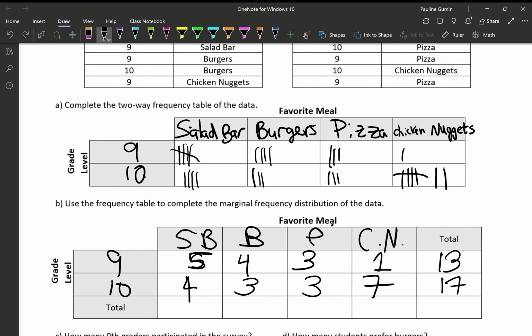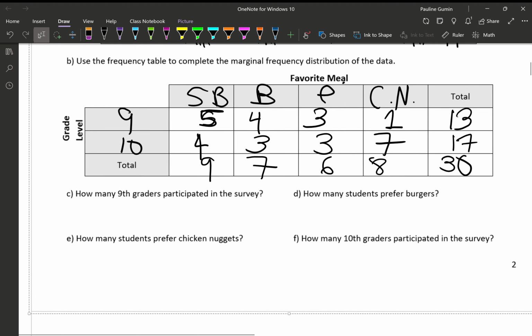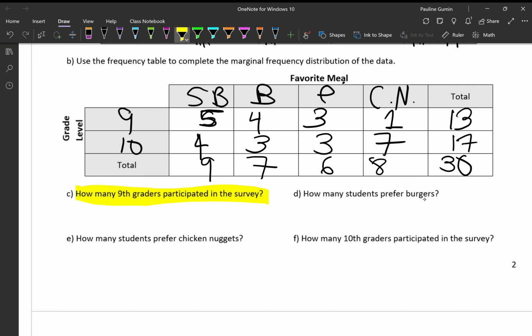Okay, now we've got columns. I'm going to add up and down. 9, 7, 6, 8, 30. Now let's see what all this means. So we did addition, we filled out the table. Let's answer some questions. So what letter C is asking us, how many 9th graders participated in the survey? So I want to know how many 9th graders in total participated. Well, here's my 9th graders. It's that first row. The total for 9th graders is over here with this 13. So my answer is 13 9th graders.